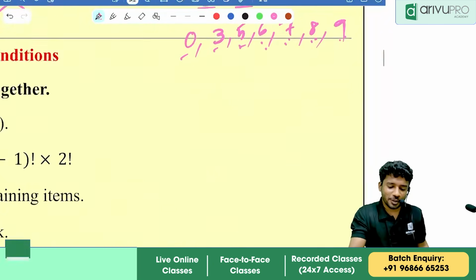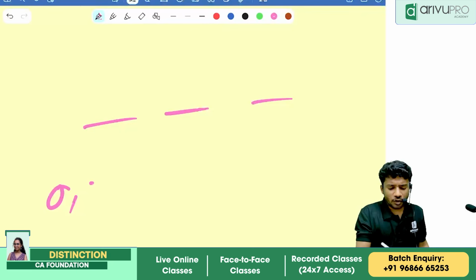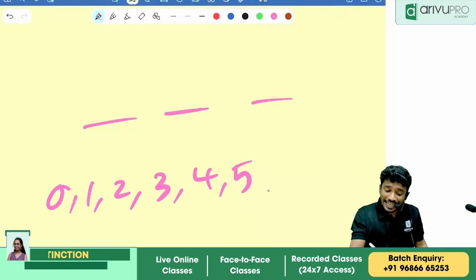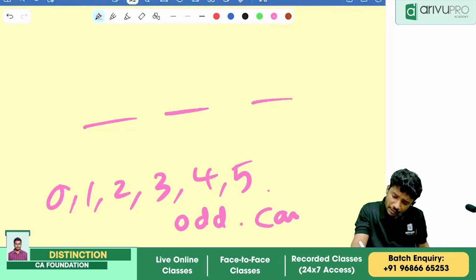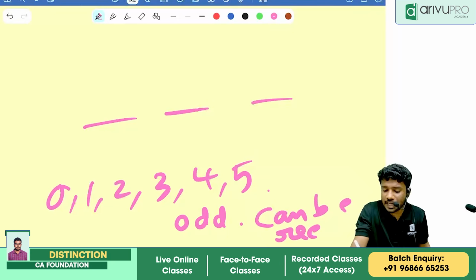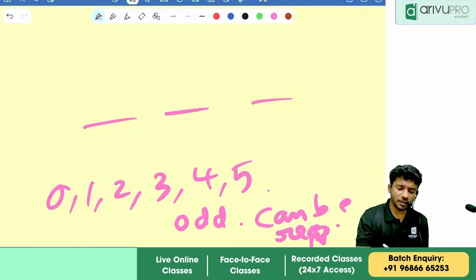One more. Okay, fine. 3-digit number from the digits 0, 1, 2, 3, 4, 5. It should be odd. Digits can be repeated. First, you will give preference to what? Odd numbers. Which are the odd numbers?